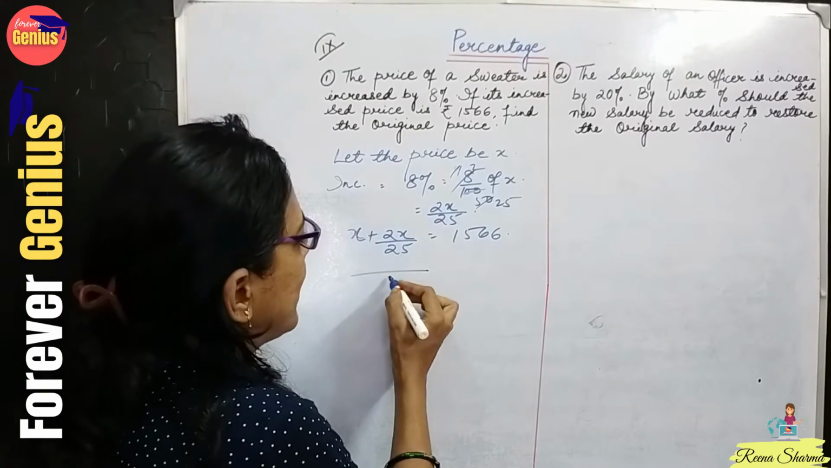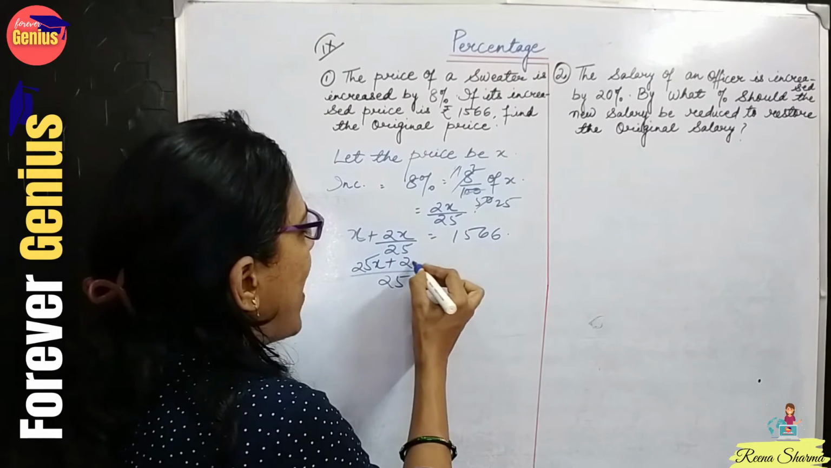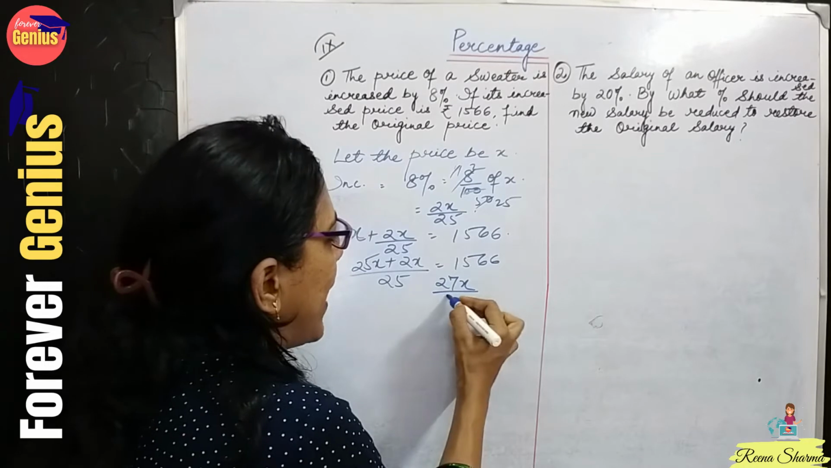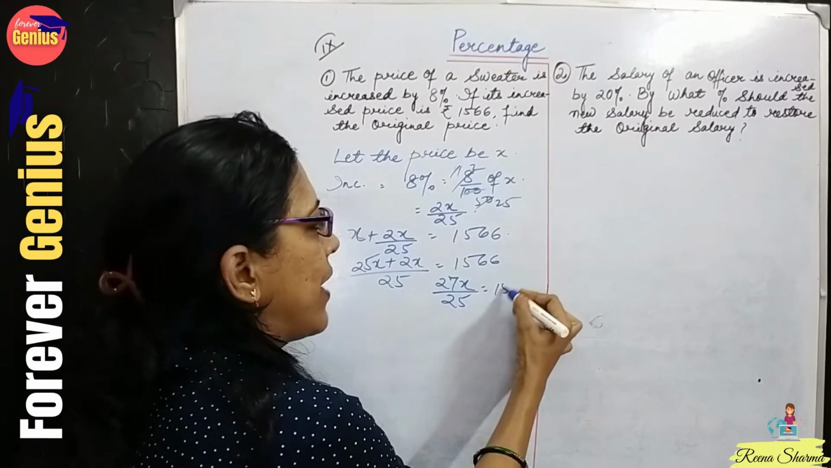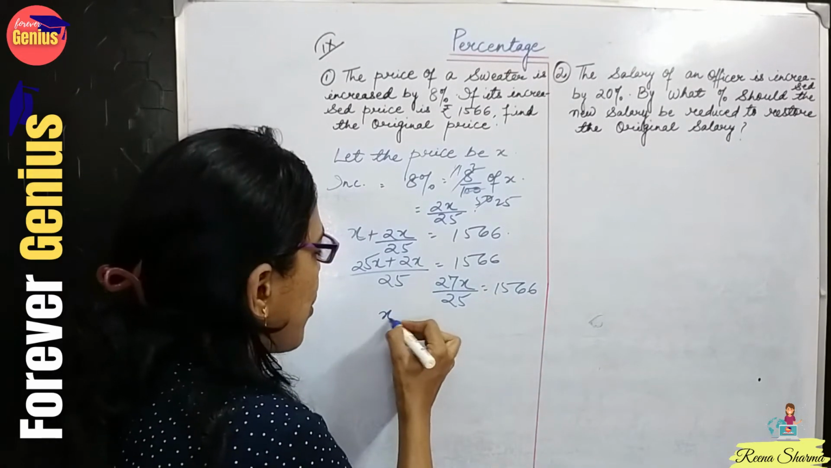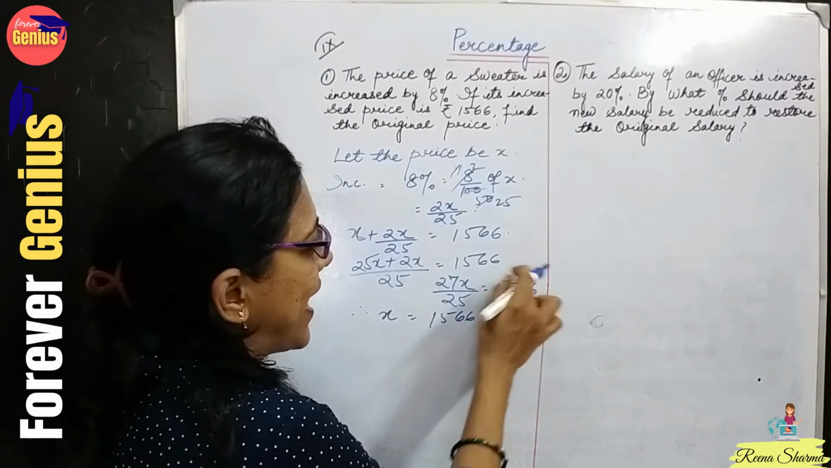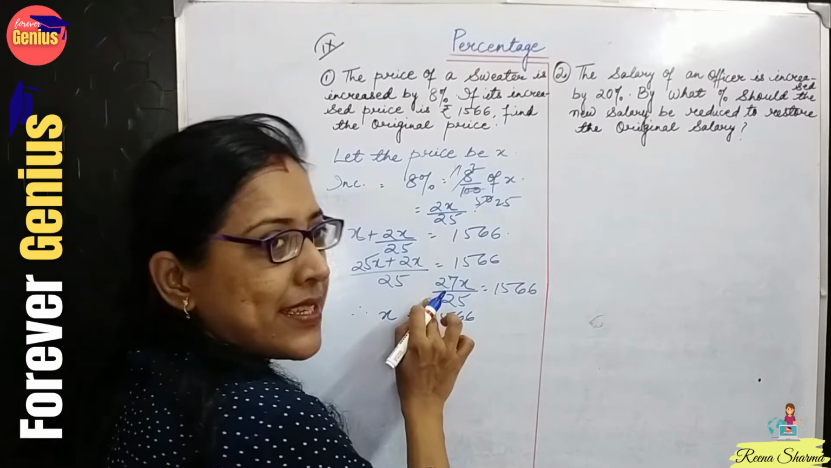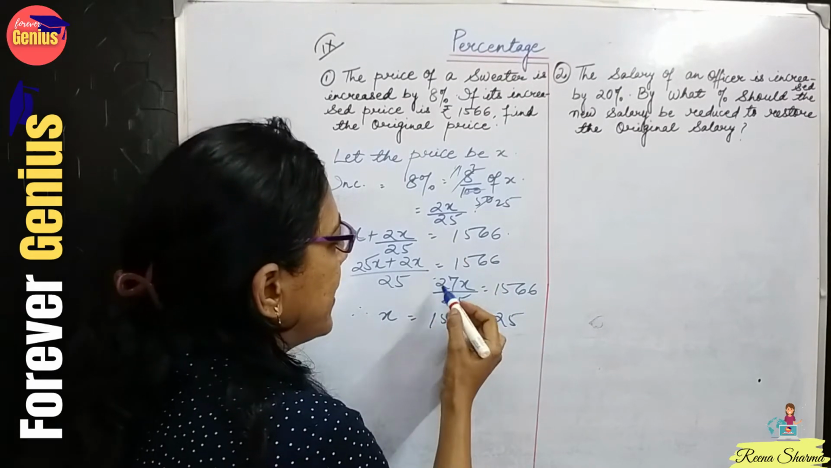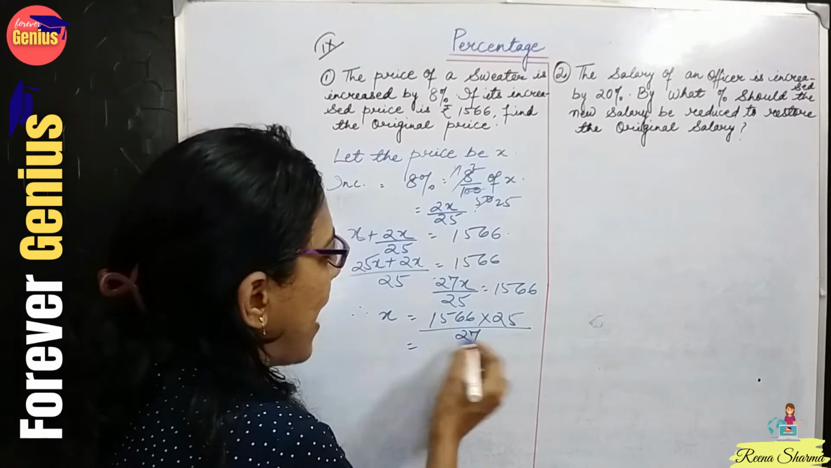Now simply by taking the LCM, I will have to solve it. This is 25x plus 2x is equal to 1566, or 27x by 25 is equal to 1566. So how can we find the value of x here? Therefore x is equal to 1566, and the sign changes: this is divide, which will become multiplication. This is the numerator, it will become the denominator here. Now just calculate after this.